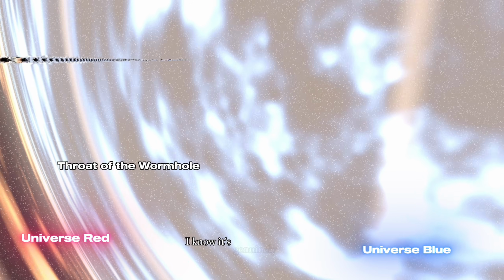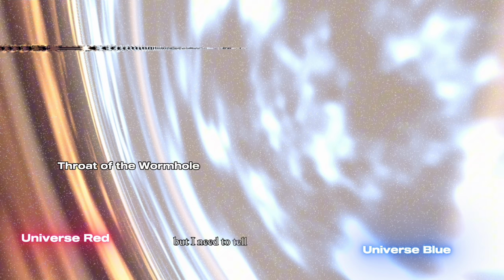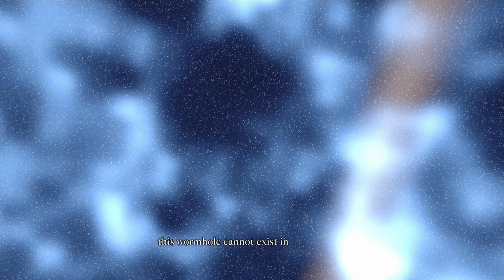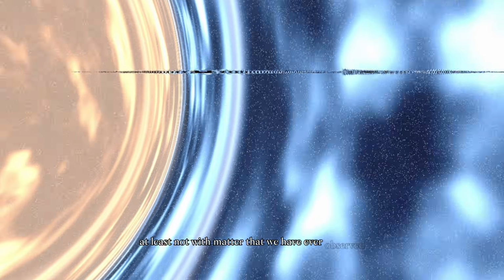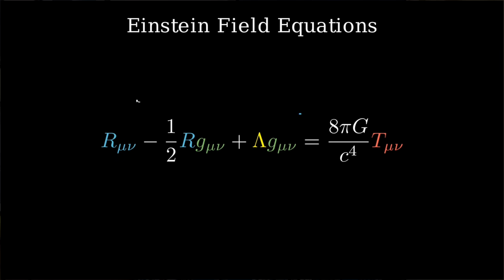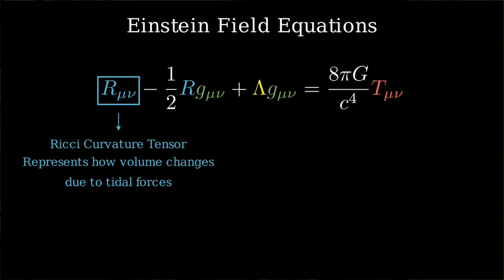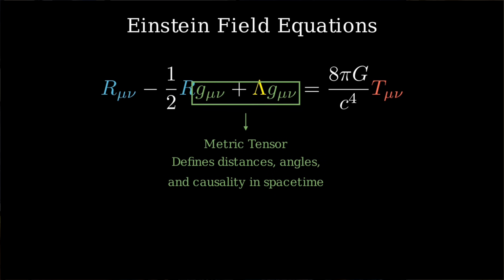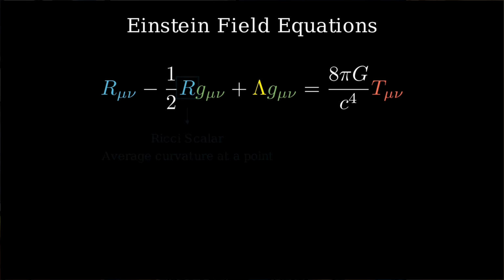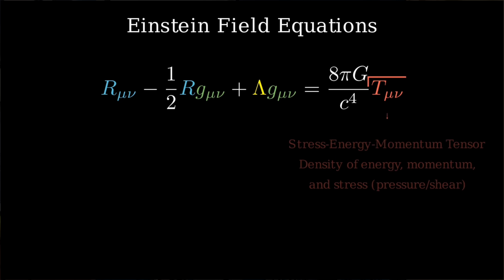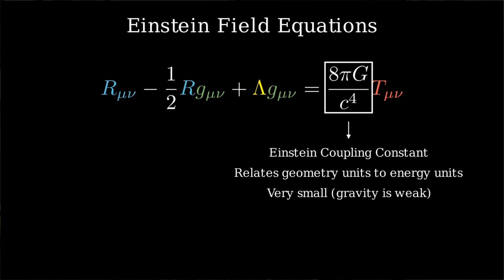I know, it's genuinely beautiful, but I need to tell you the truth here. This wormhole cannot exist in our universe, at least not with matter that we have ever observed. Einstein's field equation connects the geometry of spacetime on the left side to the matter and energy that creates it on the right side. For our Morris-Thorne wormhole to exist, we can solve backwards. Given this geometry, what kind of matter is required to make this?